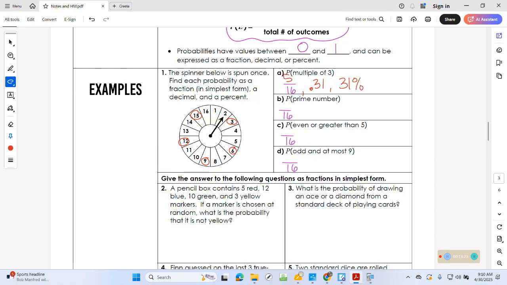Obviously, on a test or quiz, I won't make you give all versions of the answers. We're just practicing. So if on a test or quiz you just want to leave 5 over 16, or you want to just give me 31%, I don't care. Whatever. Okay. All right, let's do the next one.